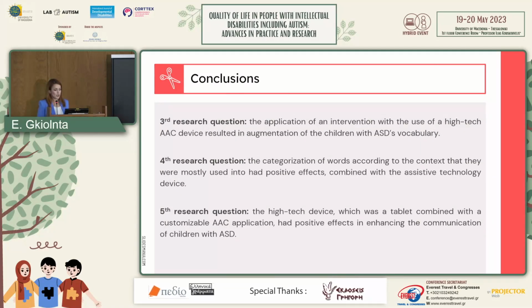The third research question: the application of an intervention with the use of a high-tech AAC device resulted in the augmentation of the children with ASD's vocabulary, as they used even more words than they already knew. The fourth research question: the categorization of words according to the context that they were mostly used in had positive effects combined with the assistive technology device, as they could more easily navigate through the application and find what they wanted to say. And the fifth research question was that the high-tech device, which was a tablet combined with the customizable AAC application, had positive effects in enhancing the communication of children with ASD.